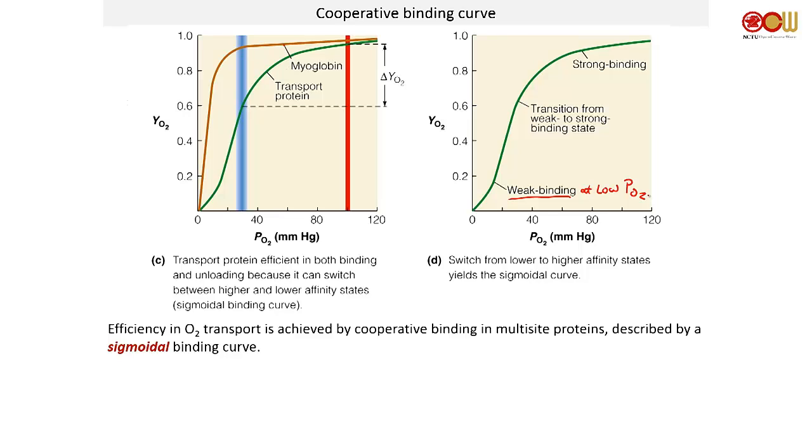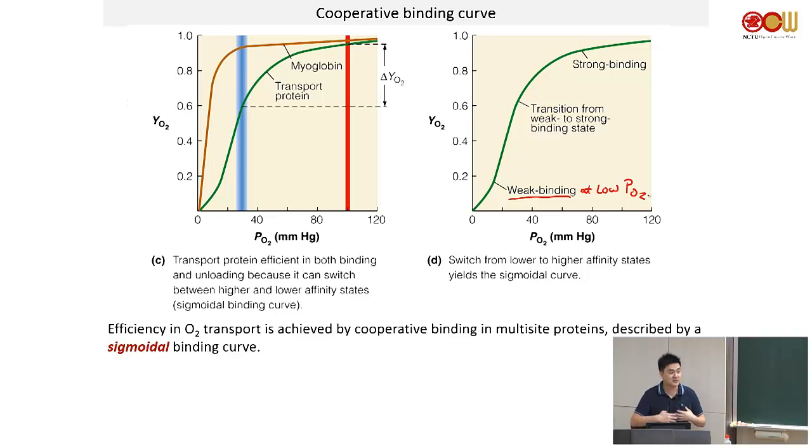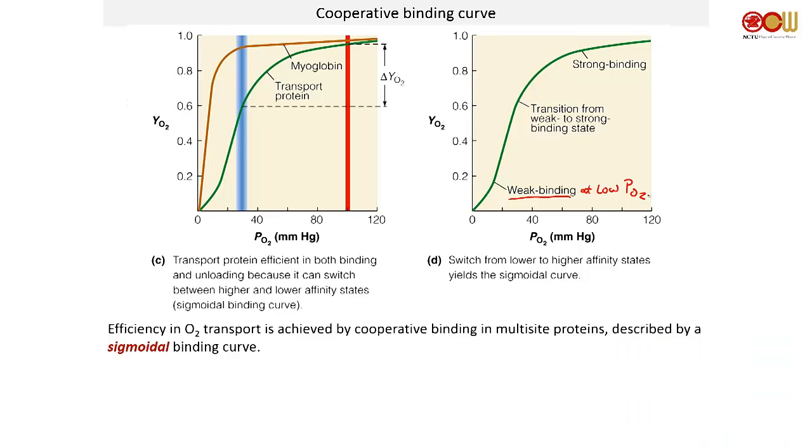We want weak binding at low concentration because that will give us a lot of advantage to unload oxygen onto myoglobin. If this guy is weak binding and myoglobin is super strong binding, then I have a large gap, and this gap can be used more efficiently. So you can deliver more packets.